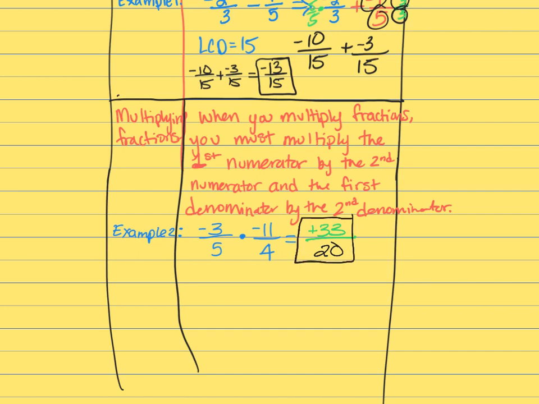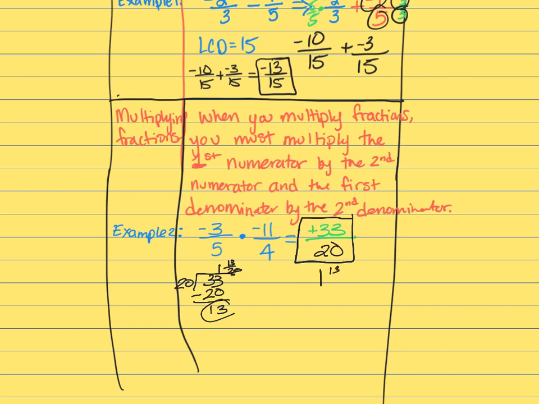Now, if you want to get the mixed number, which I always recommend, you divide the numerator by the denominator. 20 goes into 33 evenly once. You have 13 left over. And since you have 13 left over, it's 13 20ths.